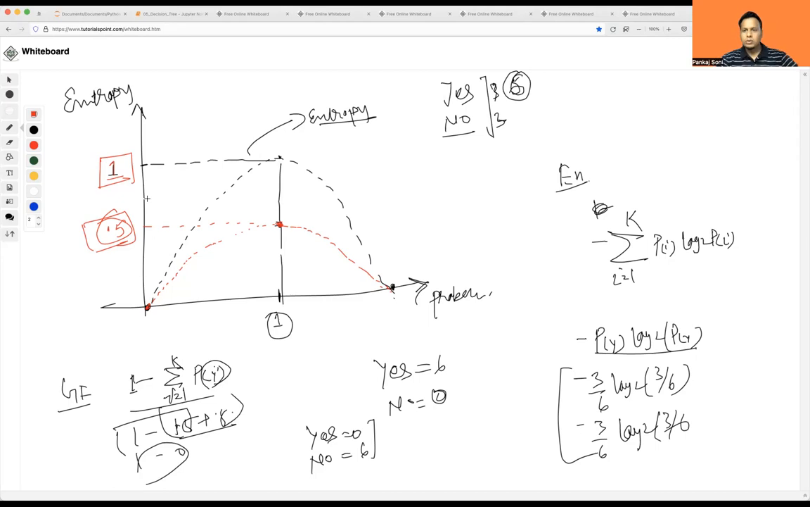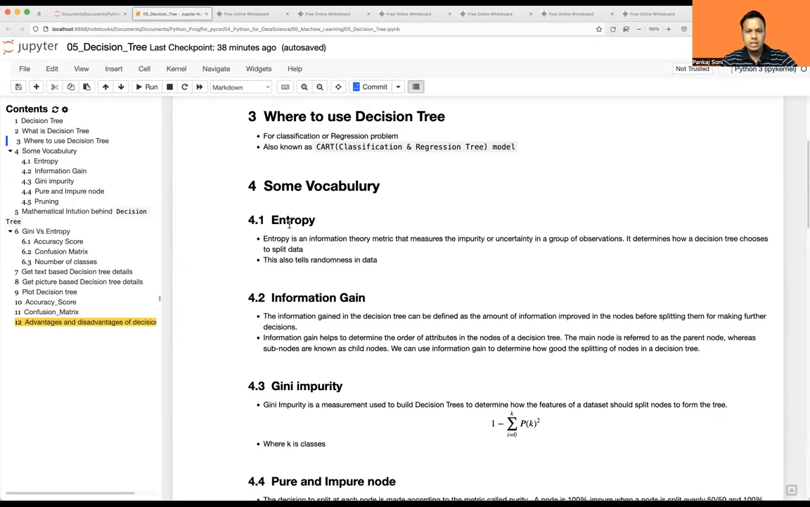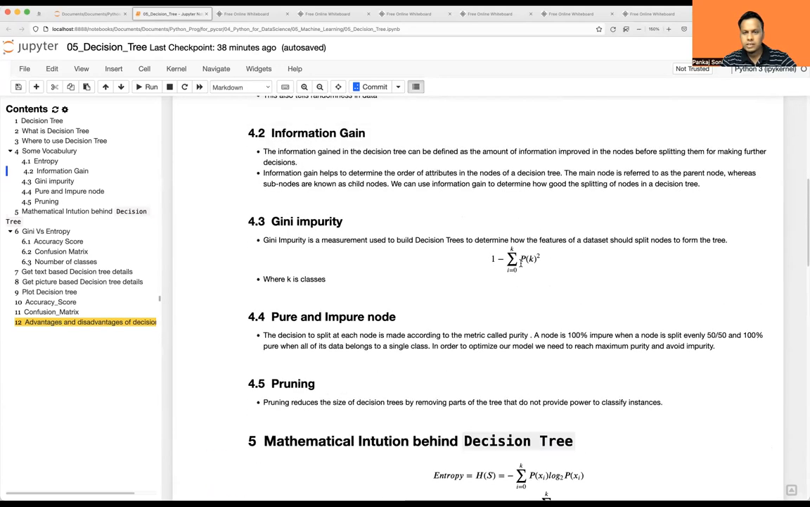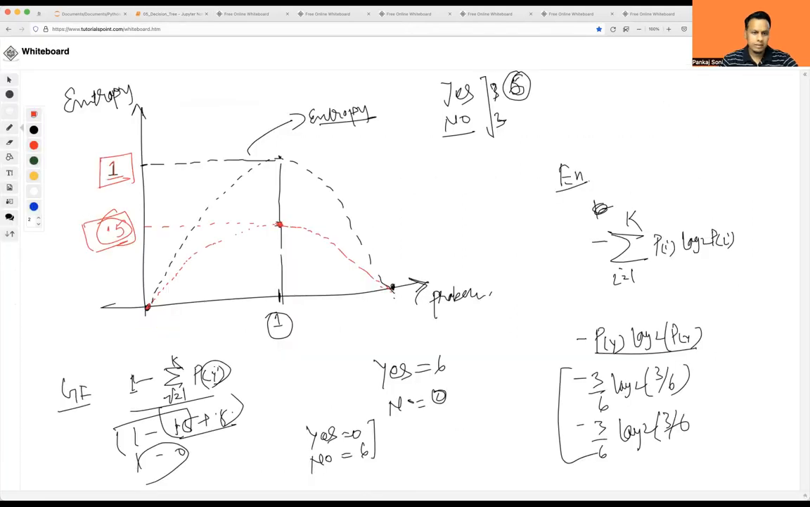So that's all the mathematical notation behind creating the decision tree model. Now let me go ahead and show the example. I have written all the formulas here, and the Gini index is also written here. This is a square. I forgot to mention the square here. This is nothing but the square.